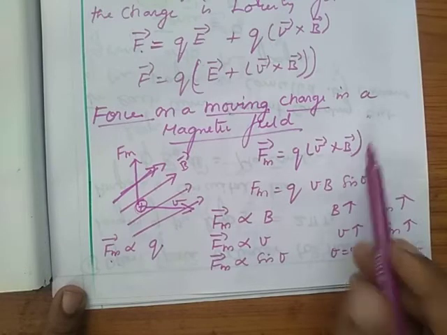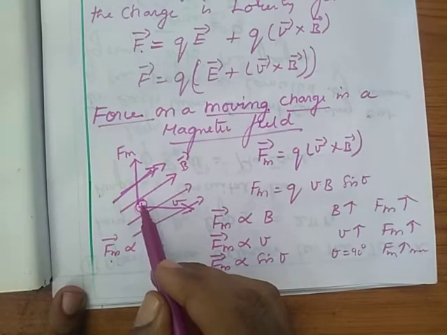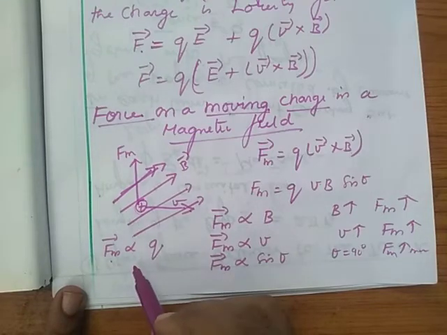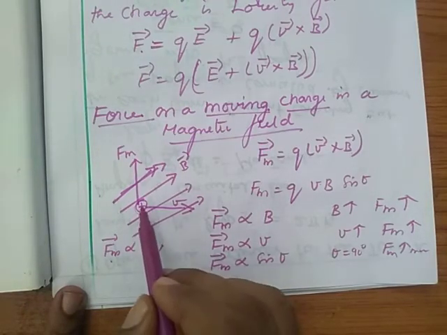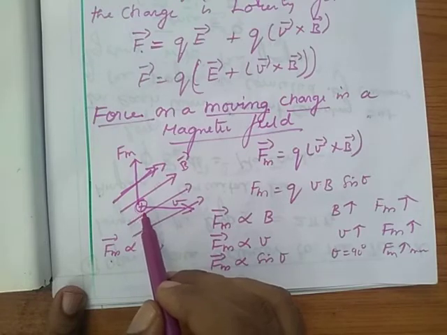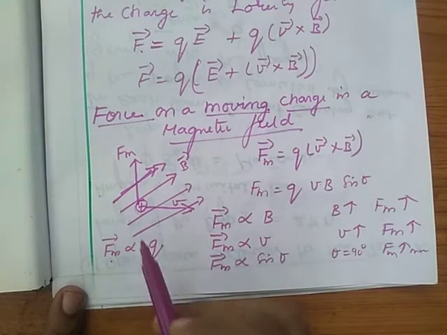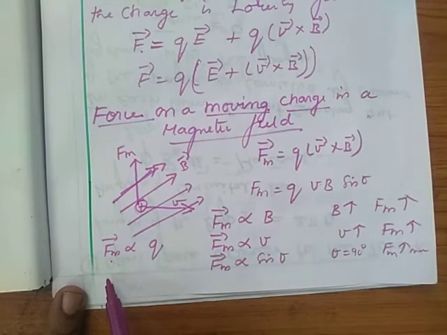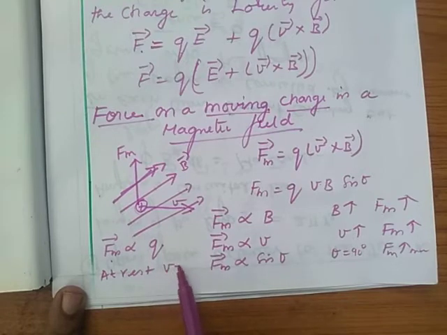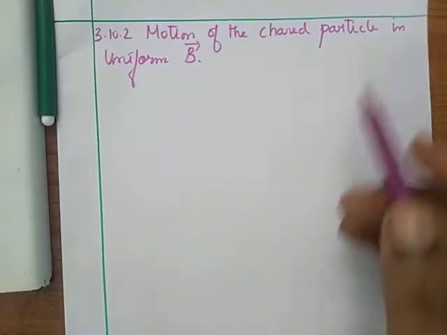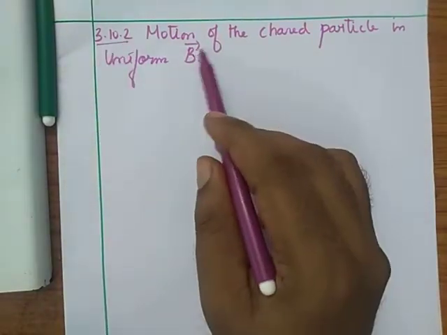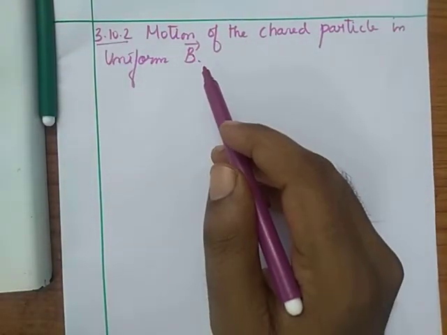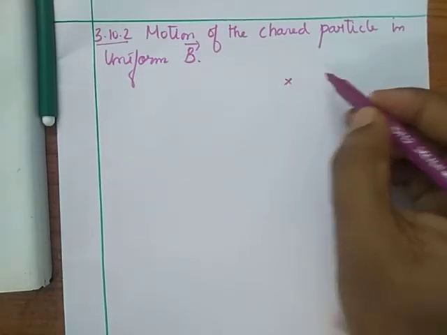If suppose here I place a negative charge, then it will move downwards. That means the negative charge moves in the opposite direction to that of the positive charge, so it will move downward. Then we know very well, if the charge is at rest, velocity becomes 0, then the magnetic force experienced by the charge is also 0. Here our next topic, motion of the charged particle in a uniform magnetic field. Here I consider a uniform magnetic field.